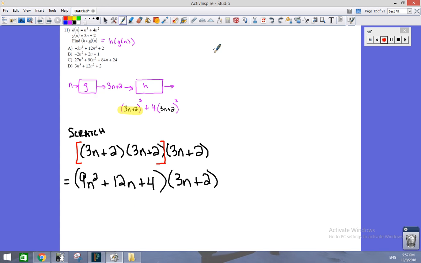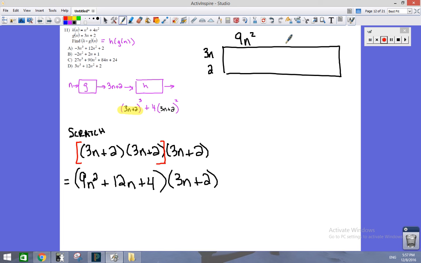Now I'm going to come up here, just because I have room up here. I've got my 3n plus 2. And I have my trinomial 9n squared, 12n, and 4. So this is an organized way to help me apply the distributive property.